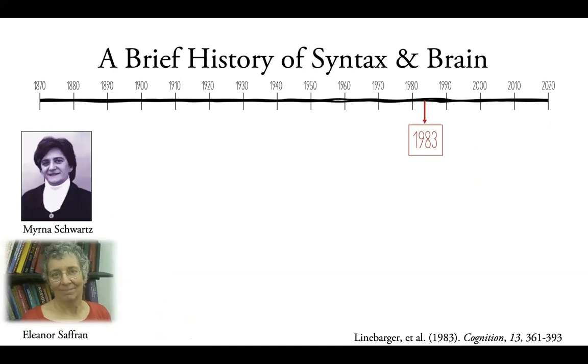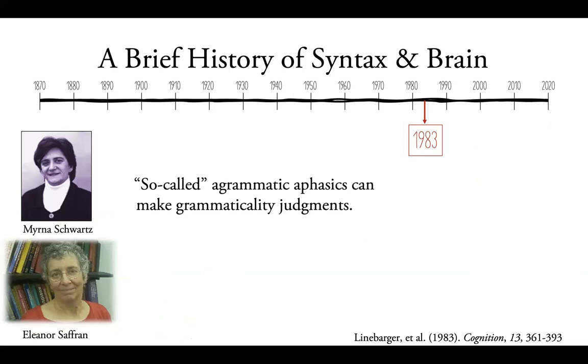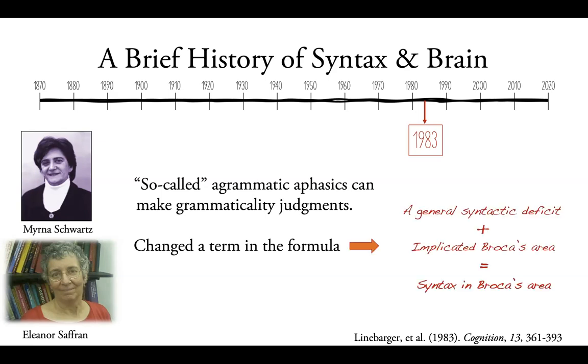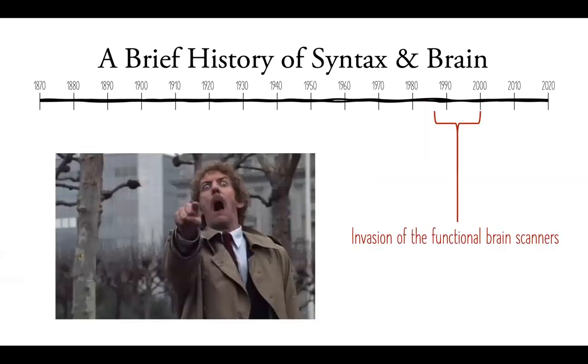The next major observation came in 1983 with Marcia Linebarger, Myrna Schwartz, and Eleanor Saffran, observing that people with agrammatic comprehension, or so-called agrammatic aphasics in their terms, can nonetheless perform reliable grammaticality judgments. They have sensitivity to syntactic structure, which isn't predicted if there was a general deficit, which of course changed the term in the formula that we presented earlier, in the sense that it is not, according to this work, a general syntactic deficit, which changes the conclusion that it is not the case that syntax lives in Broca's area.